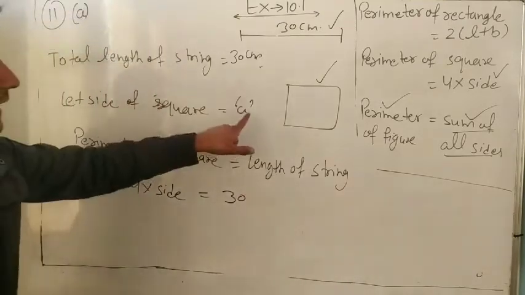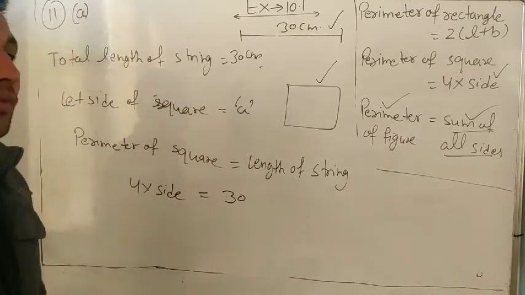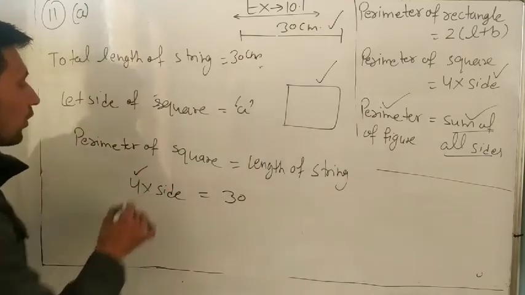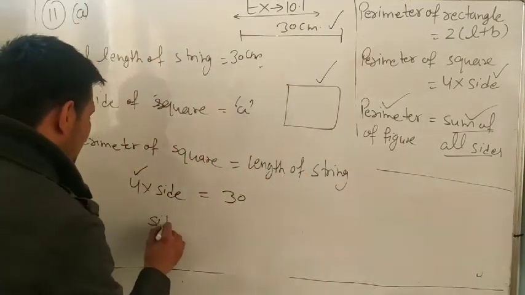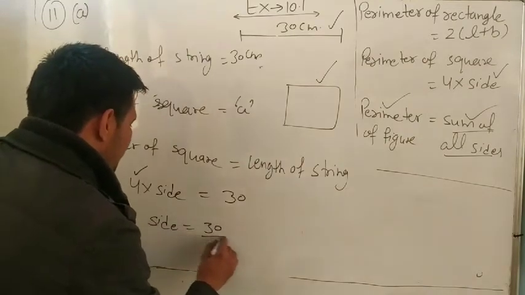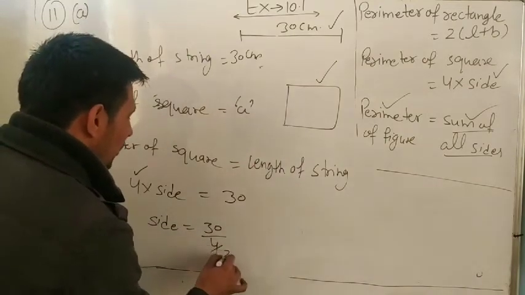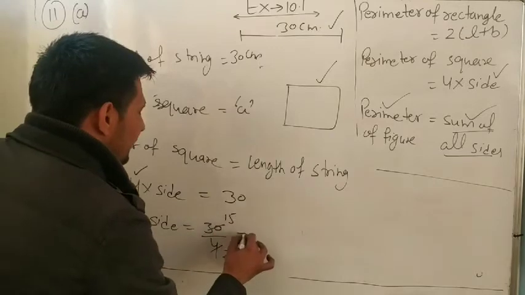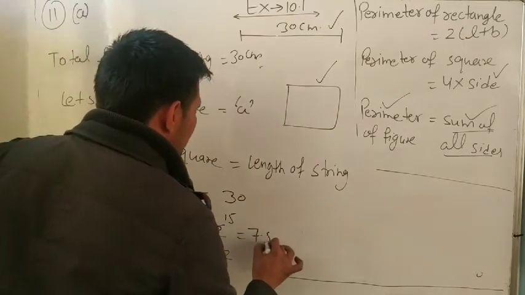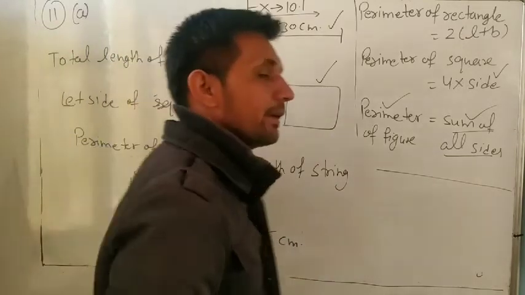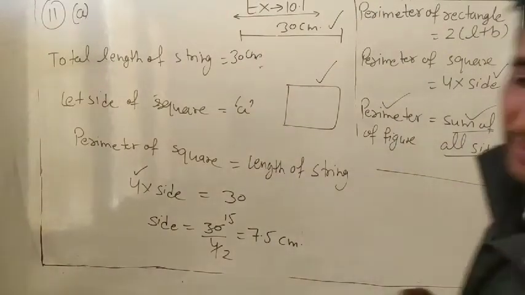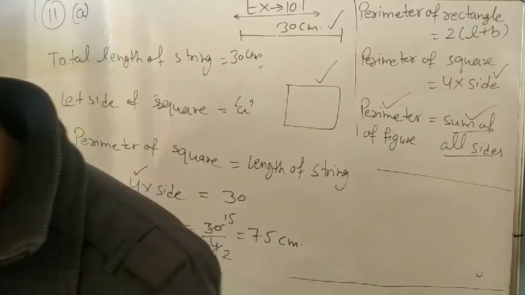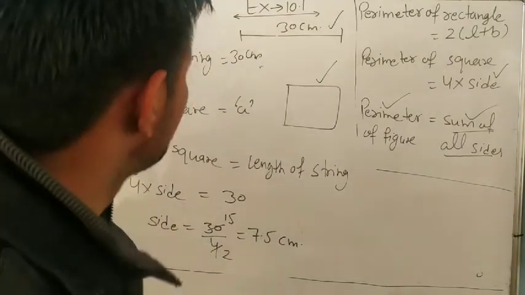And we want to find the side. If you want to find the side, it means we have to remove 4. What did I tell you? Multiply on one side becomes divide. So side equals 30 divided by 4. Divide by 2, it is 15, and 15 divided by 2 comes 7.5 centimeter. What is the length of each side? 7.5 centimeter. Understand?